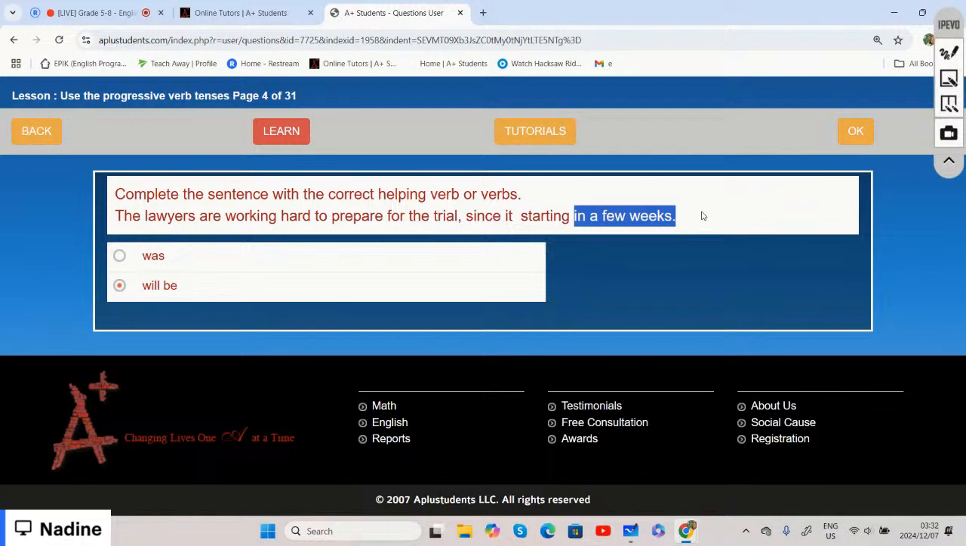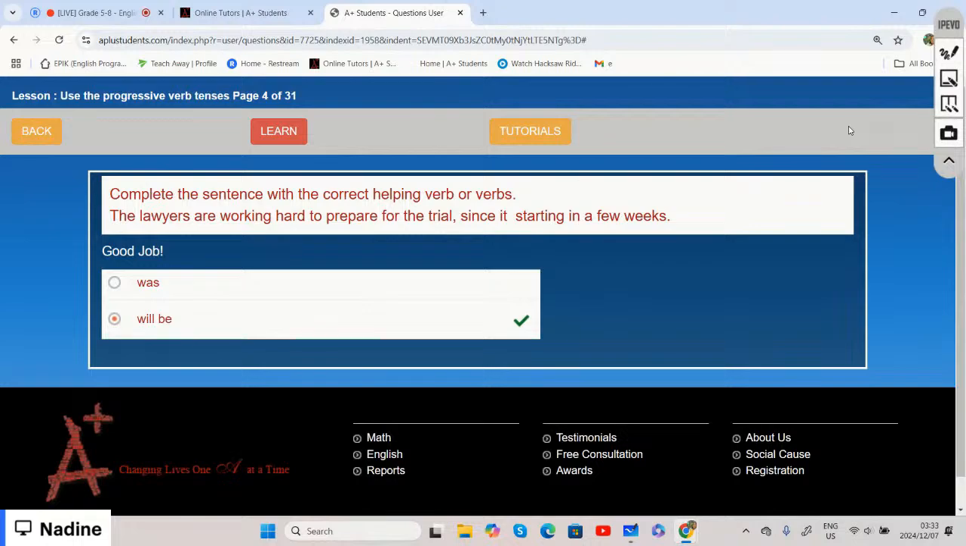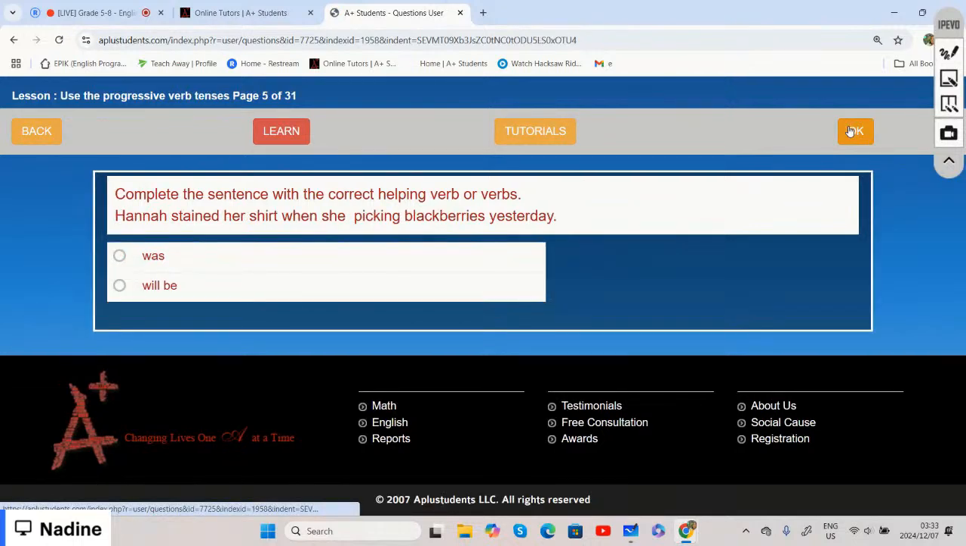If it's telling us something is now, it means that we are in the present tense. So the action or something is taking place in the present. Or if it's telling us in the past, yesterday or earlier or this morning, then that is in the past. Now is in the present, sorry. All right. So in a few weeks, it is will be. Well done, because that shows the future progressive tense.